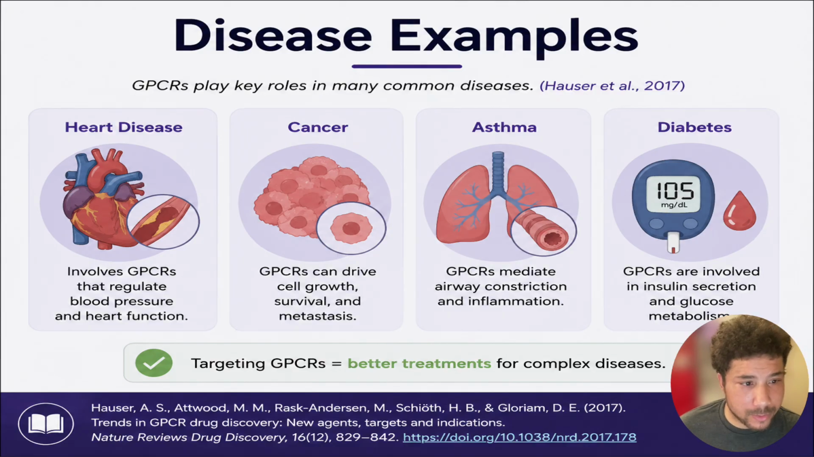And then the next is diabetes. The fourth example is that GPCR signaling participates in insulin secretion, glucagon secretion, and appetite regulation. We see this a lot with GLP-1 diet medications that have become very popular lately.